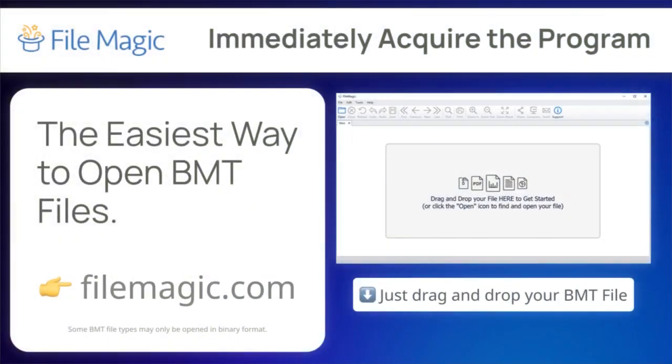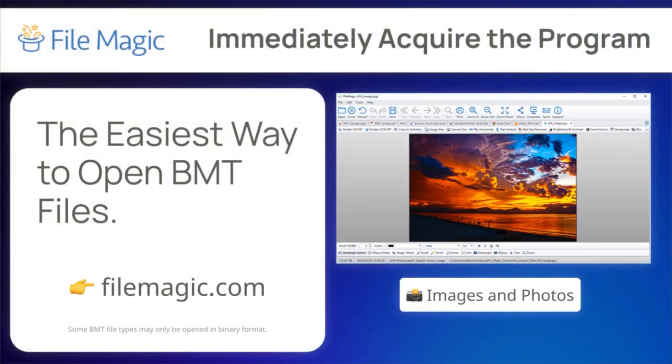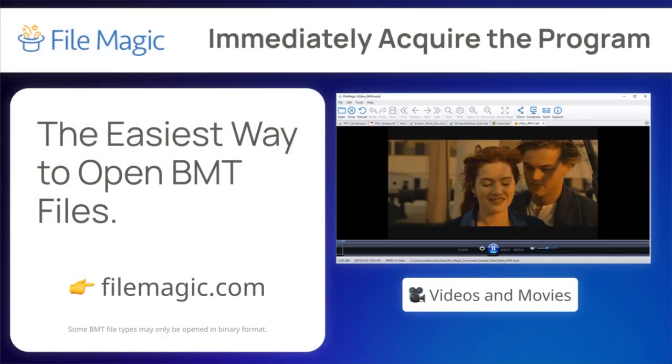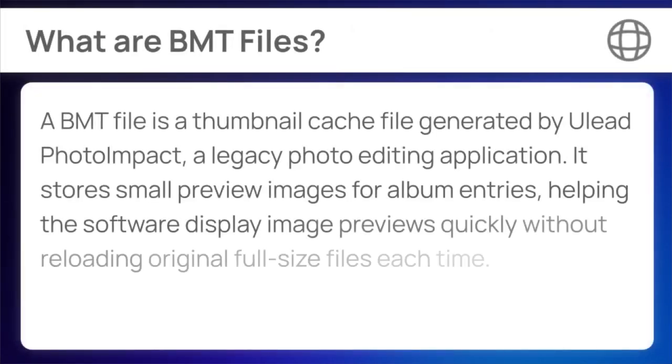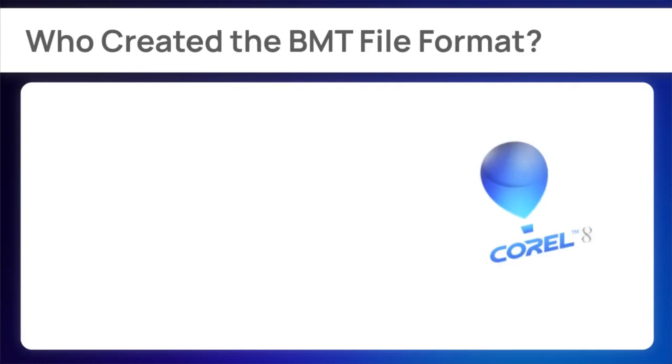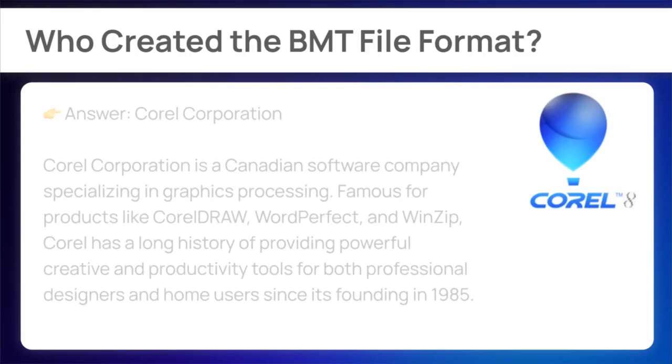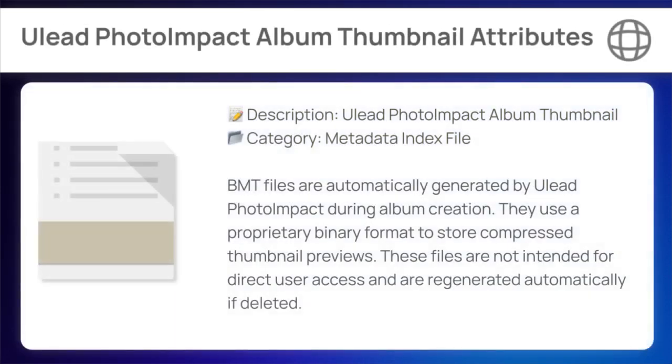We're tackling this BMT file systematically, and I've reserved the most powerful data extraction technique for the end, just in case. A BMT file is a thumbnail cache file generated by Ulead PhotoImpact, a legacy photo editing application. It stores small preview images for album entries, helping the software display image previews quickly without reloading original full-size files each time. BMT files are automatically generated by Ulead PhotoImpact during album creation.